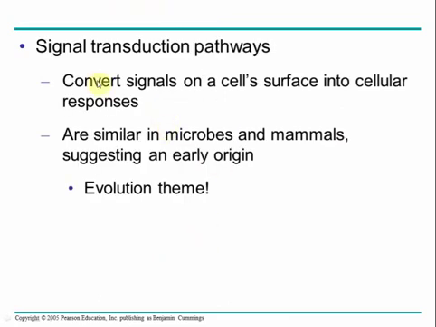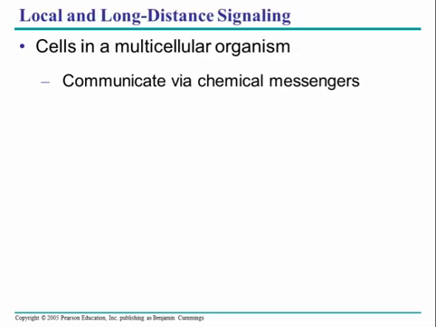So signal transduction pathways basically take signals from outside the cell that will bind to the cell surface and convert them to intracellular responses, or those occurring within the cells. And this exists in all different forms of life, from prokaryotes up to humans and other mammals. So it suggests that they're evolutionarily conserved, another form or basis for the argument towards evolution.